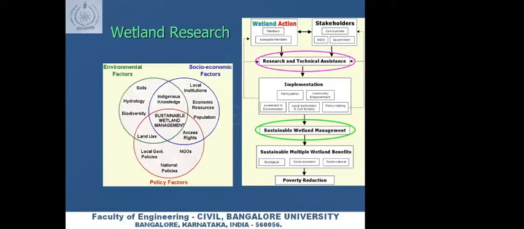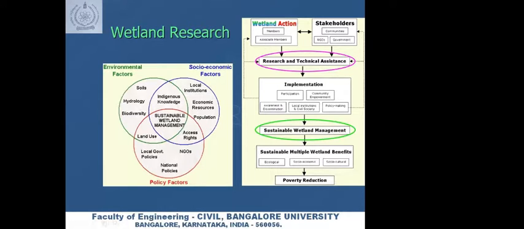So now, going ahead, in the present scenario we always talk about the environment: water, soils, hydrology, biodiversity, land use, and indigenous knowledge in the environment. When we think about socio-economics, we think about economic resources, population requirements to be fulfilled and other things.